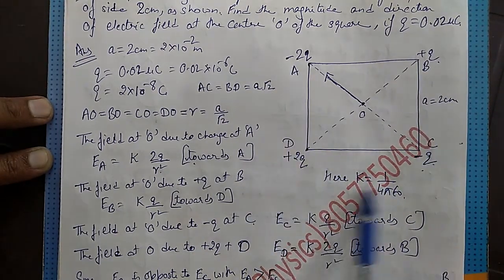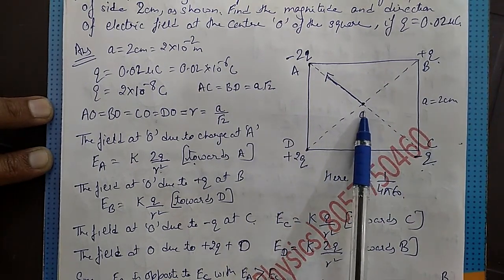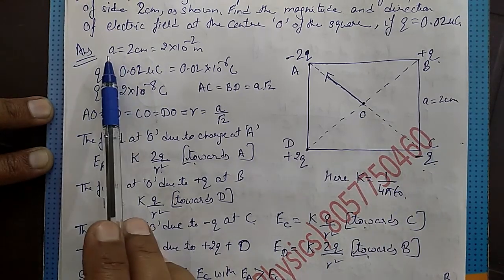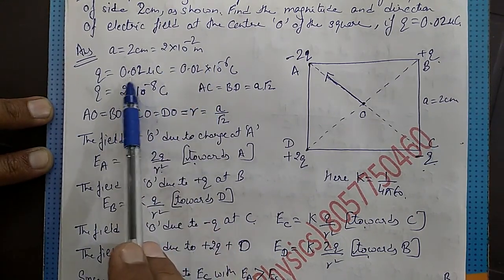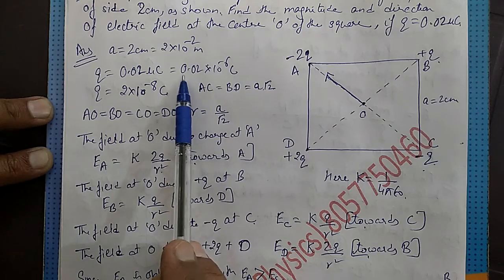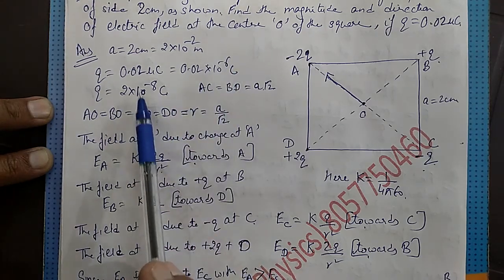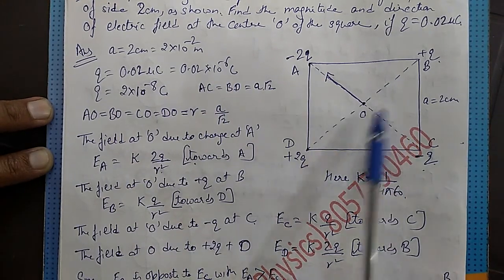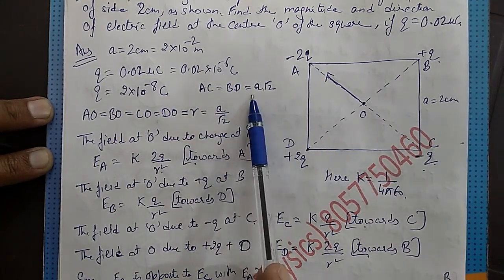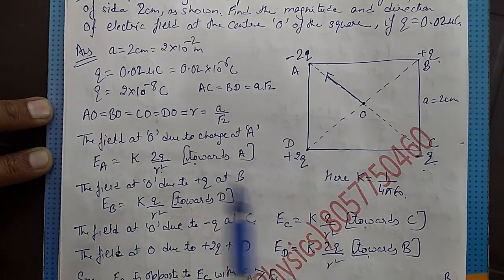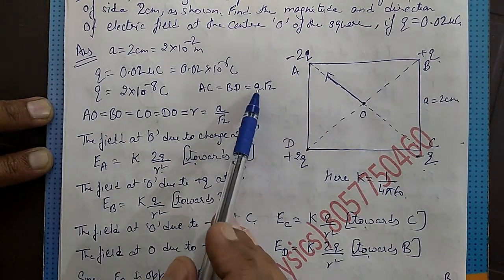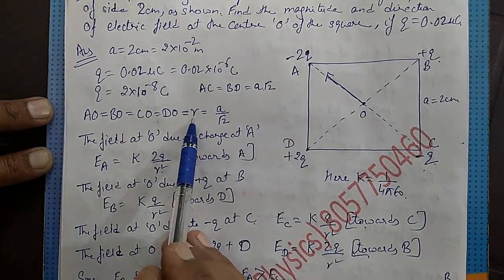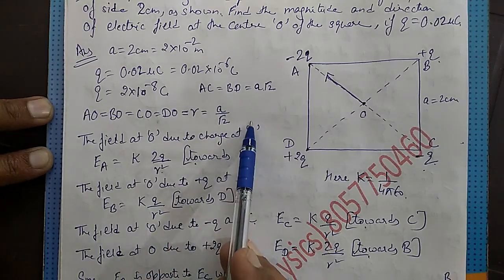Now here all these charges will produce field at O, and we have to find the resultant of all the fields. First of all, side is 2 centimeter, which is 2 × 10^-2 meter. Charge is 0.02 microcoulomb, so 0.02 × 10^-6, or 2 × 10^-8 coulomb. If you calculate diagonal, then AC equal to BD equal to a√2. You all know the diagonal of a square. Here we need distances AO, BO, CO and DO, and it is nothing but half of the diagonal. So we'll represent it by small r, which is equal to a/√2.